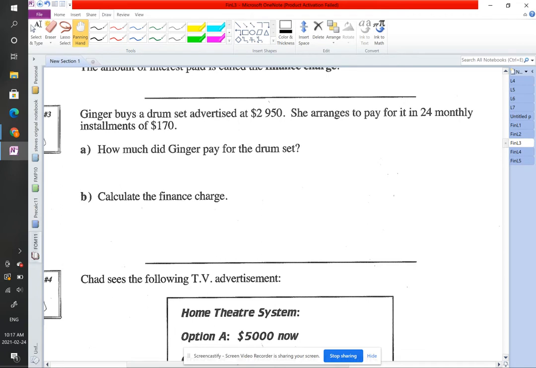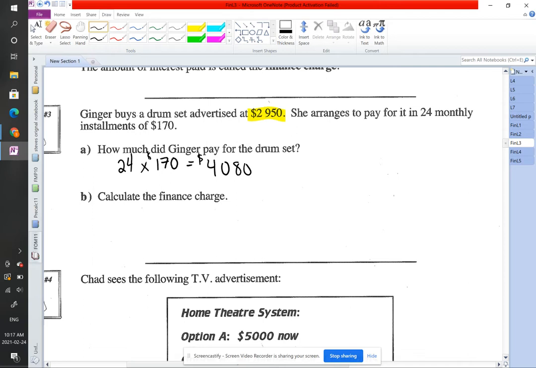So initially, the drum set is worth $2,950, but she's going to pay installments of $170 for 24 months. So if she makes 24 payments of $170, 24 multiplied by 170, type that into our calculator, you see that she ends up paying $4,080 for that drum set. So it's a lot more than the actual drum set, but she didn't have to come up with $3,000 right away. She just had to make small monthly payments. So Ginger wins because she gets her drum set that she wants, and the store wins because they actually end up selling or making more money off the drum set.